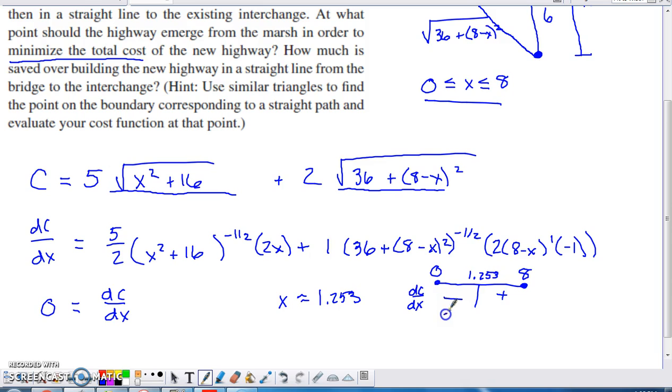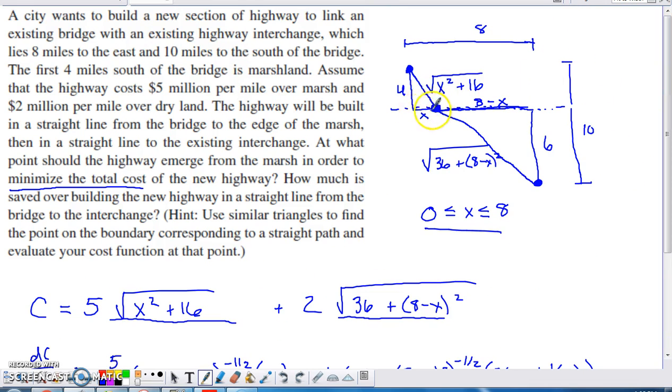And so that tells us that our cost has a negative rate of change, or is decreasing, between 0 and 1.253. It has a positive rate of change and is therefore increasing from 1.253 the rest of the way to 8. So which value of x is going to give you the minimum cost of installing this highway? Well, it's going to be, if you build the highway to emerge from the swamp 1.253 miles to the right of the bridge, because that's how we defined x. If I scroll back up to the diagram, x would be 1.25 miles to the right of the bridge.